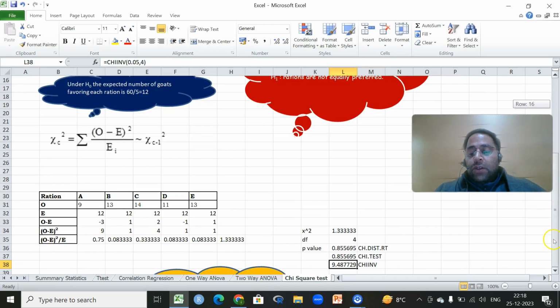In the next video we'll be doing another important aspect of chi-square, to test the association or the dependence among different attributes. For that we'll be using another form of chi-square.